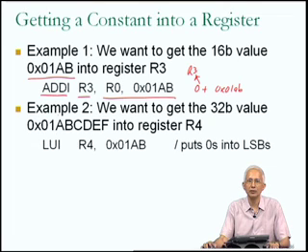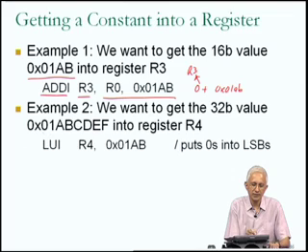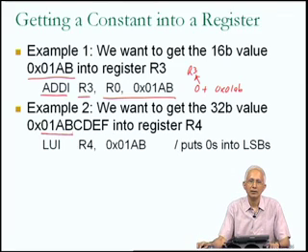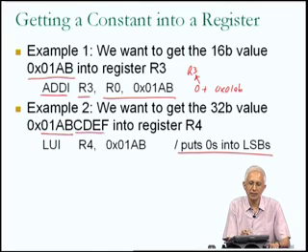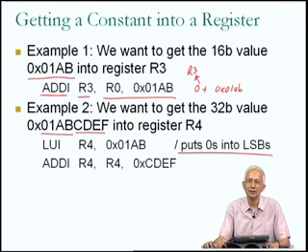If I use a load upper immediate to get the most significant 16 bits, in other words 0, 1, A, B, into the most significant 16 bits of R4, and I recall from my description of the load upper immediate instruction that it puts zeros into the least significant bits, then the effect of the first instruction is that I have 0, 1, A, B in the most significant bits of register R4 and zeros in the less significant bits of R4. So all that remains to be done is to get C, D, E, F into the least significant bits of R4, which I can do using an add instruction.